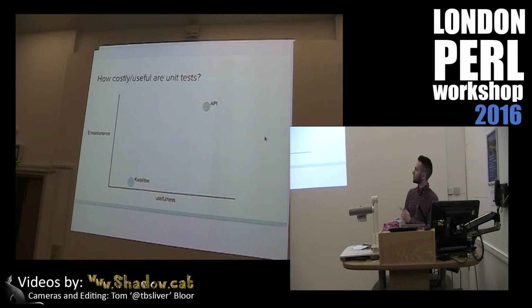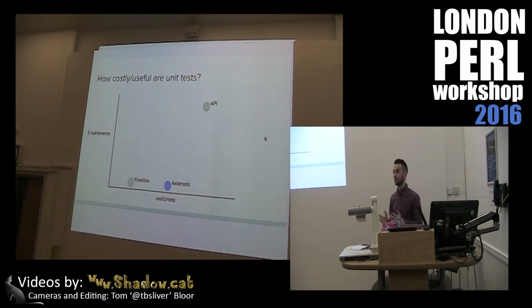So coming back to this graph of usefulness versus cost of maintenance, I would say that those types of axiomatic tests are more useful because they're getting you closer to checking that your application does what you want it to do, but they still have an almost zero cost of maintenance because they're completely generic.